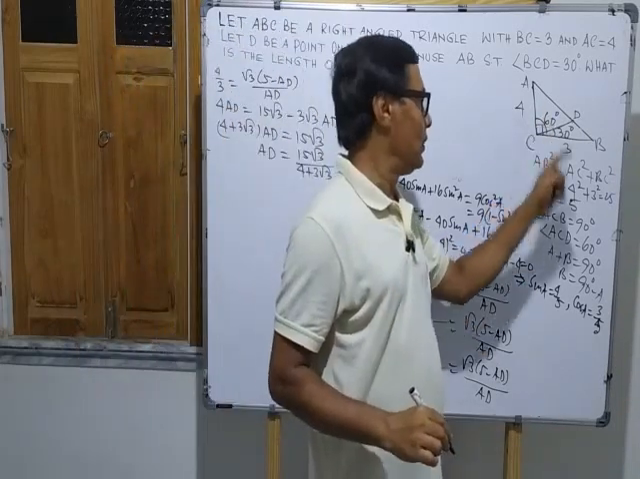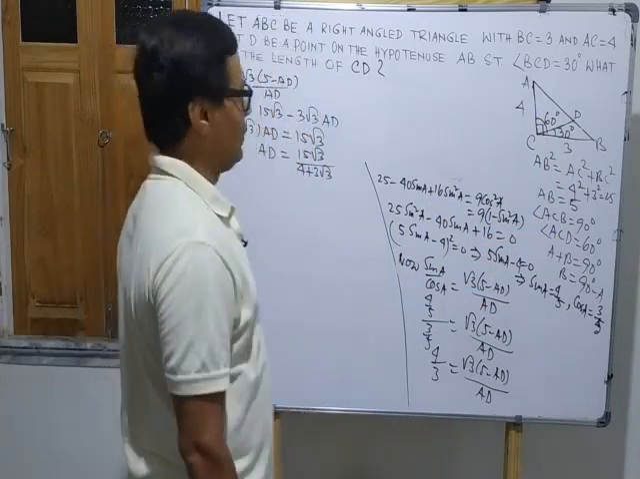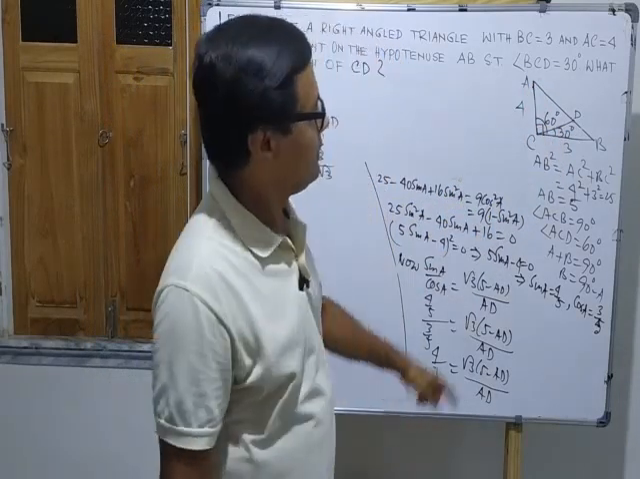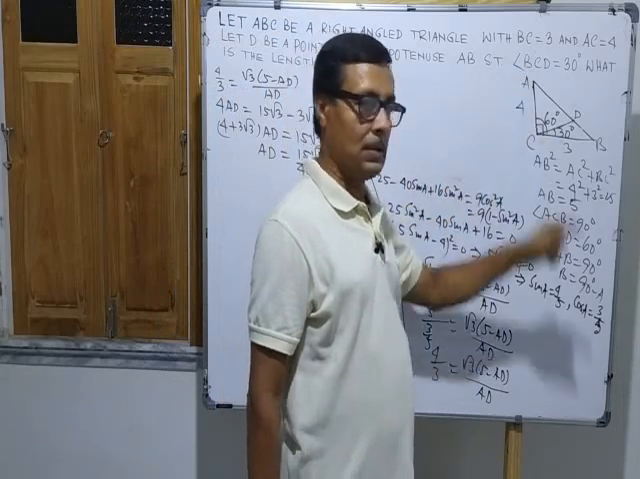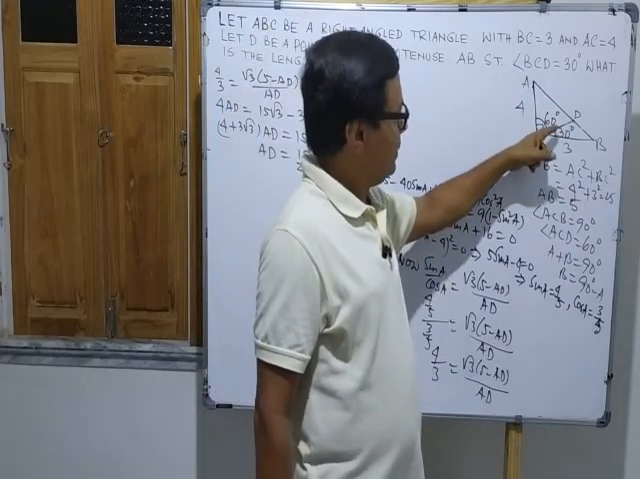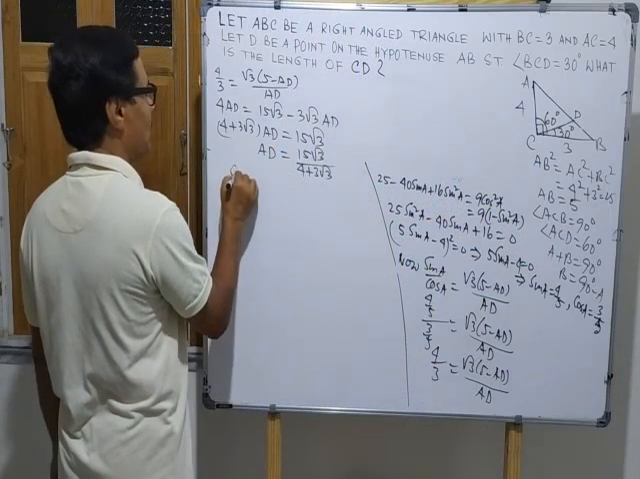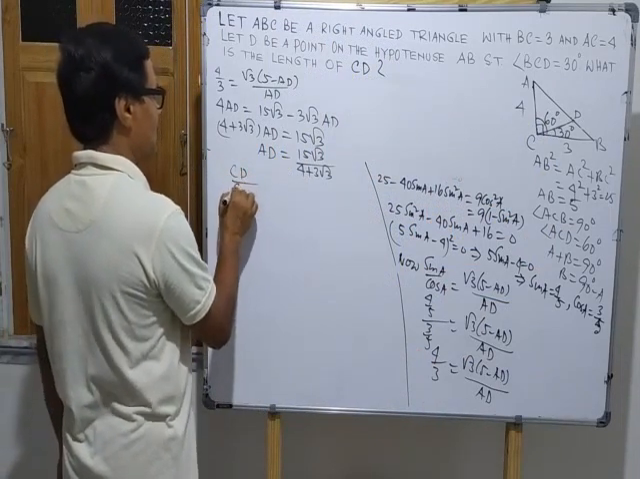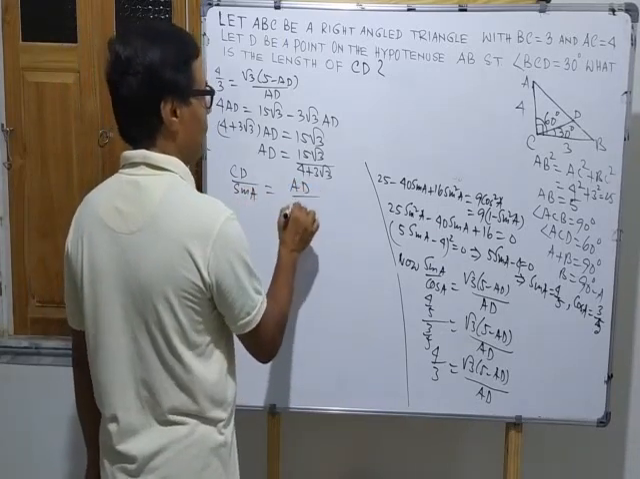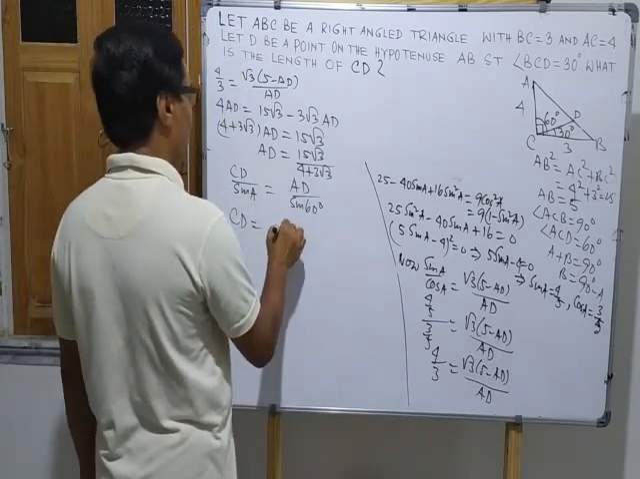Now we can find the value of CD. We have got the relation among CD and AD by applying sine formula on this triangle ACD. This relation is CD over sine A equal to AD over sine of 60. So CD equal to AD sine A over sine of 60.